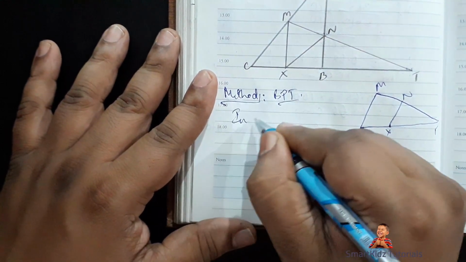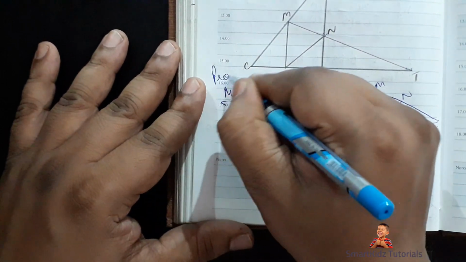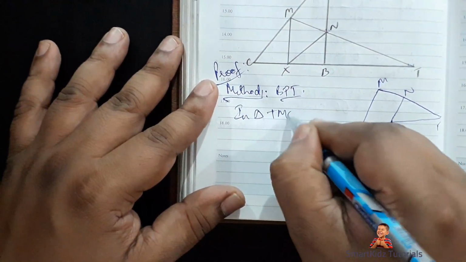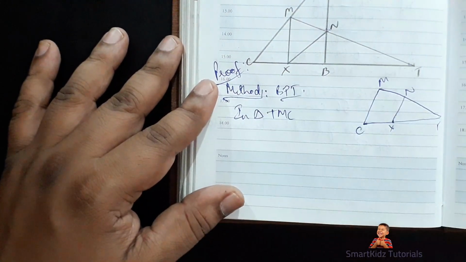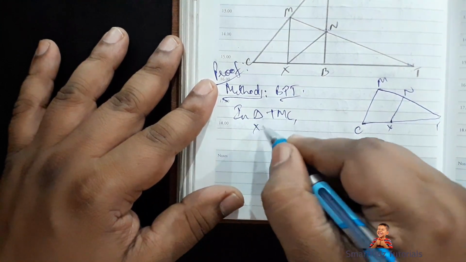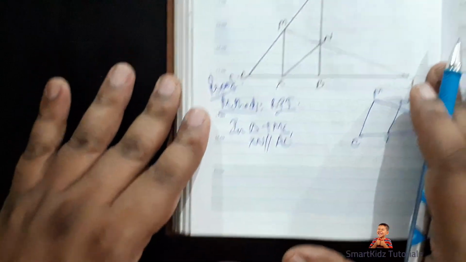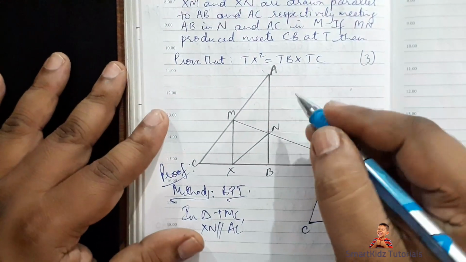So I'll say in triangle TMC, proof. In triangle TMC, that is the first one. You are given XN is parallel to AC. You can write down whatever is given first. It's a good practice to write down whatever is given.